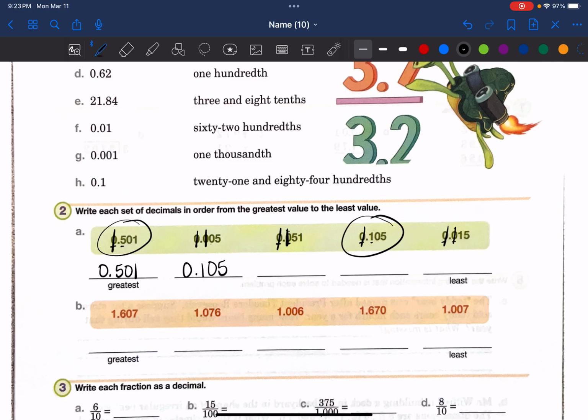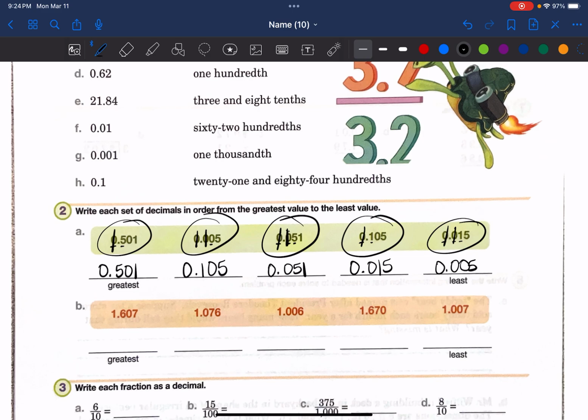Now I have the second number in the hundredths place. I have a 0, I have a 5, and I have a 1. Which one's the greatest? The 5. So I have 0 and 51 thousandths. Then I look at that number again, and I see over here I have a 1. So I have 0 and 15 thousandths. Sorry, I think I said 51 hundredths. I meant thousandths. And then finally, 0 and 5 thousandths.